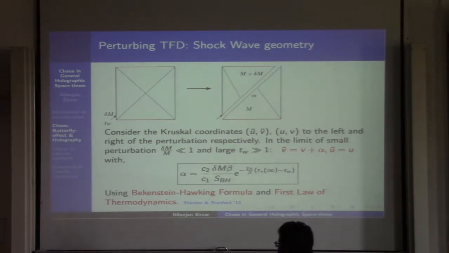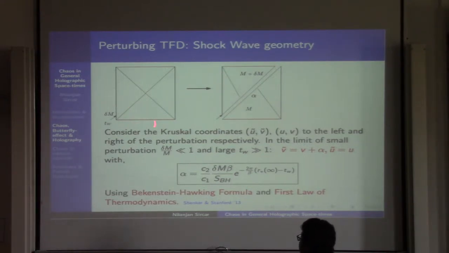And what Shenker and Stanford showed in the appendix of their paper is that this can be very generically calculated for any black hole geometry in any dimension, and this always has this kind of form, given by some delta m times the temperature of the black hole divided by the entropy of the black hole, with an exponential behavior which grows exponentially as you change the time of the shock wave, and it depends on some cutoff at the boundary. But the whole result is cutoff independent. The one thing to notice is that these are all order one quantities which depend on the geometry, but this has a very generic form. And you can show this just by using the Bekenstein-Hawking formula and the first law of thermodynamics.